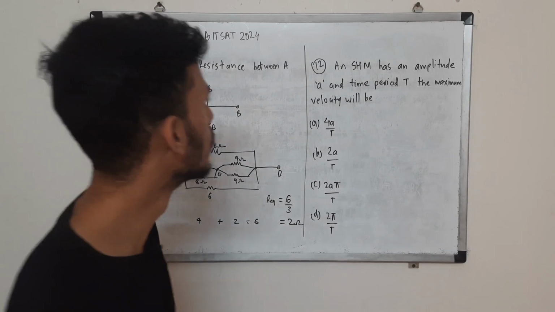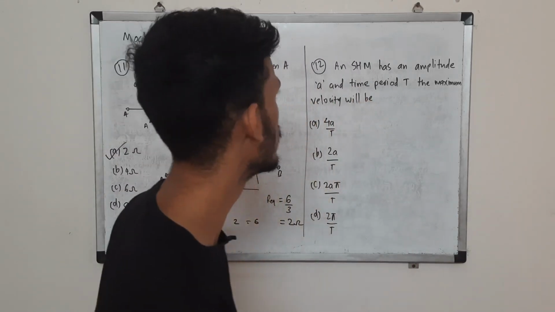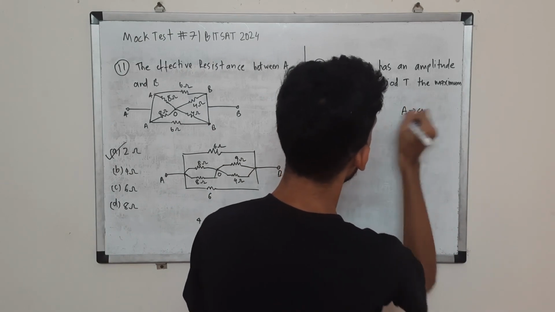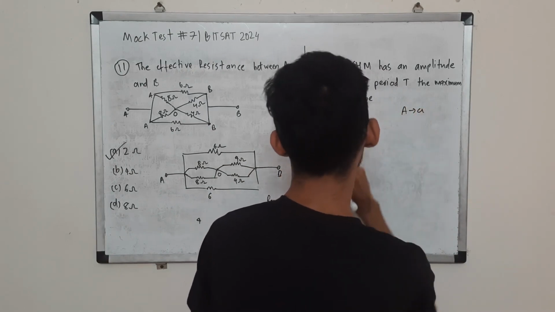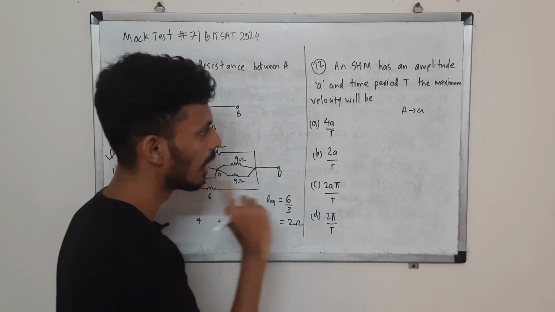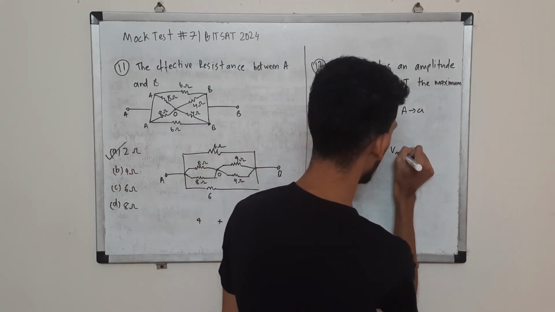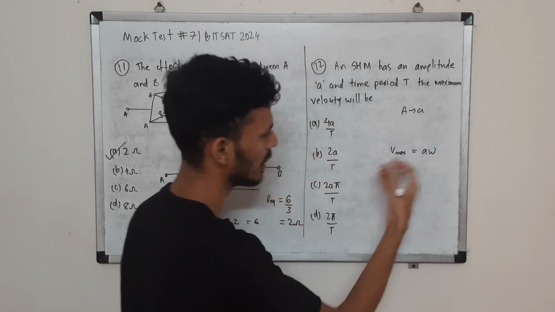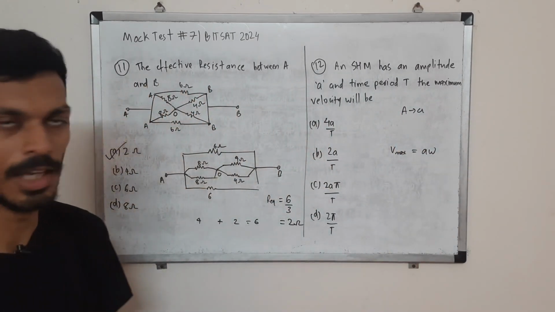Okay, so let's come to this one. This is from SHM. We are given the amplitude of SHM as A, and T is the time period. You are supposed to tell what is the maximum velocity. Maximum velocity is basically, you know it as A omega, the amplitude into omega. Basically the magnitude will be A omega.